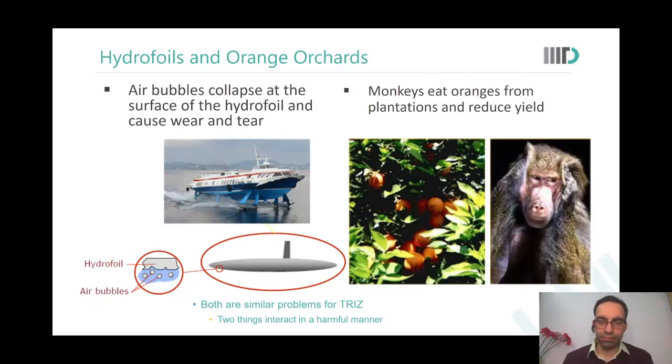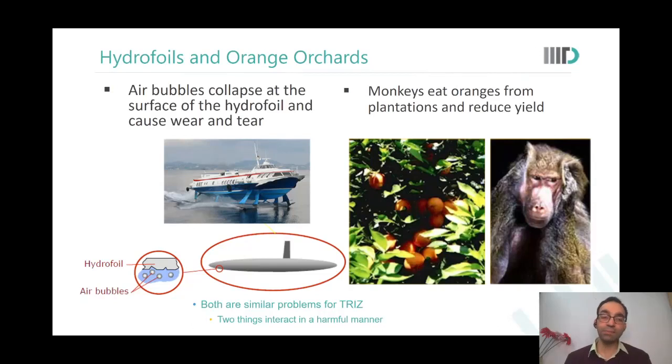This is one problem. Another problem is that monkeys love oranges, and they enter into orange orchards and spoil them completely, cause havoc, and they reduce yield very significantly. We want to handle this problem. So there are these two problems which appear to be so different, but for TRIZ they're actually very similar.